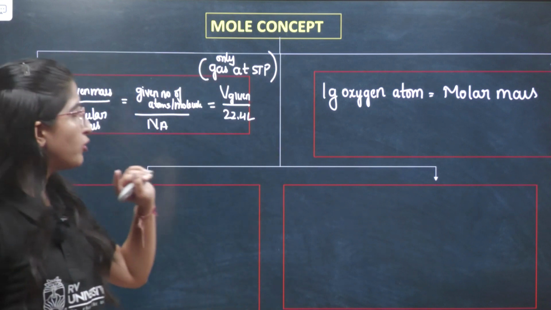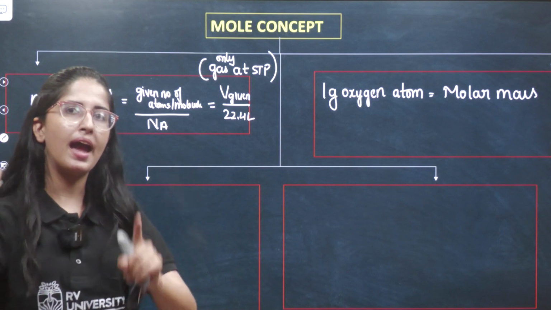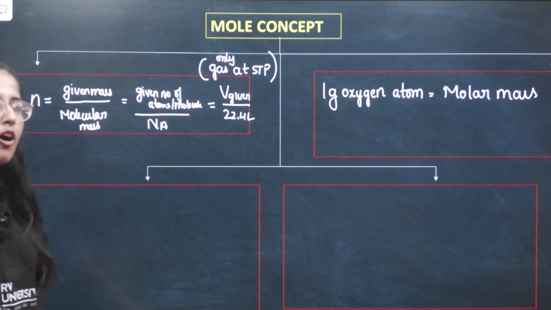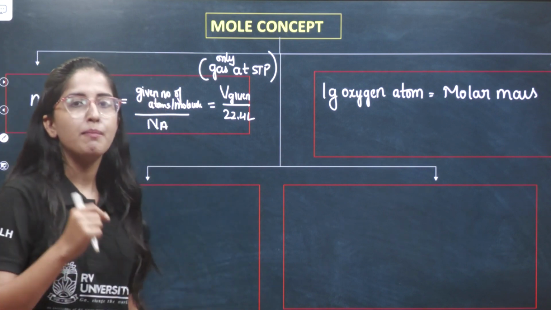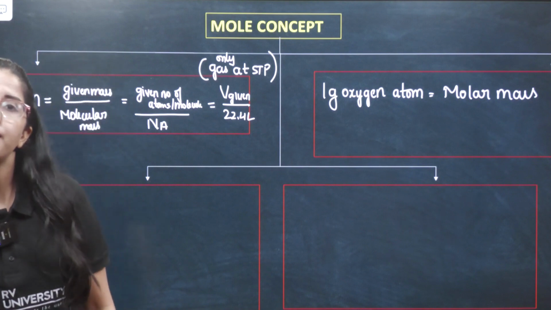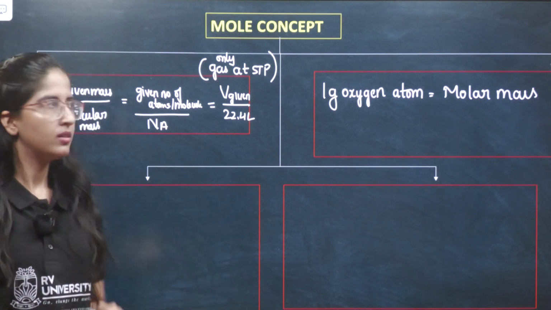Understood? So you have to find the difference between 1 gram atom of anything. Or, if the mass of an oxygen atom is 2 gram, then it is different.